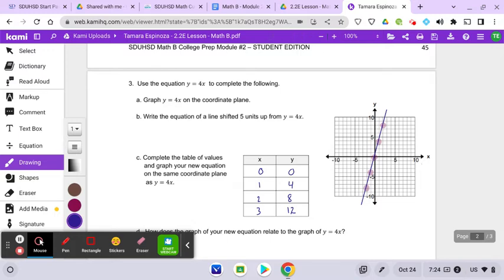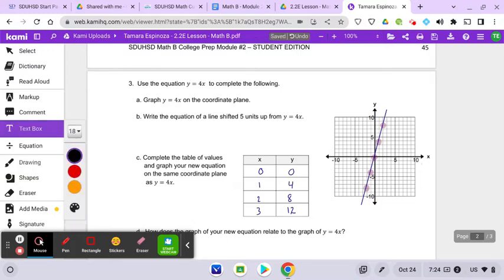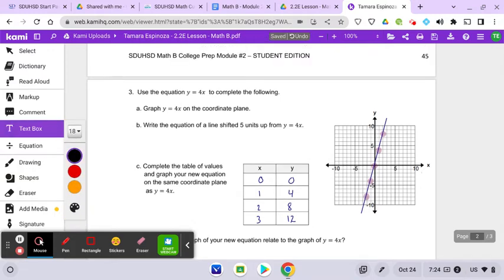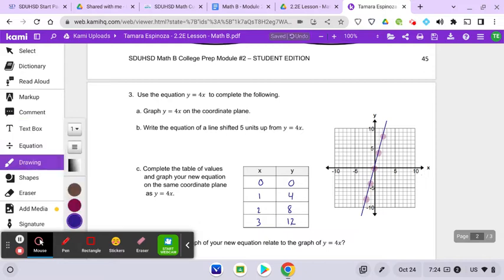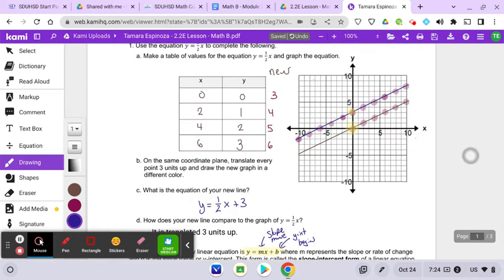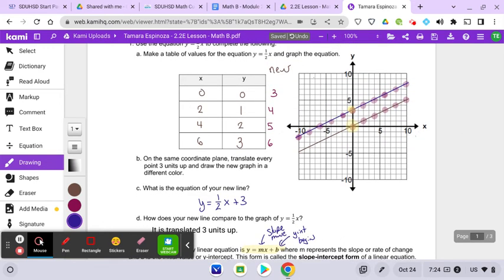Okay, my next one, I'm shifting up 5. So I'm adding 5 to all my values. 5, 9, 13, and add 5, 17. And I should have labeled it over here. Let's go back. Y equals 1/2 x. Y equals 1/2 x plus 3. Okay.